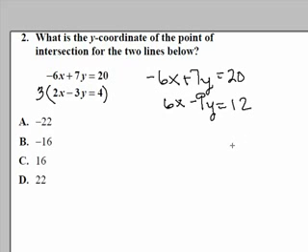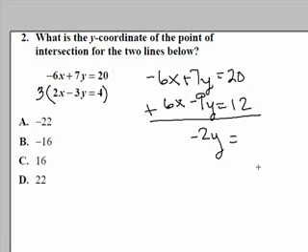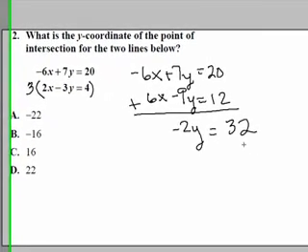Now if you recall, when you're doing elimination, you simply add the two equations together, and when you add those two equations together, you want a variable to eliminate. It's quite obvious that the x variables will eliminate when I add straight down. So I get negative 2y is equal to 32, and you should be able to finish it from there. Okay, only find the y-coordinate.